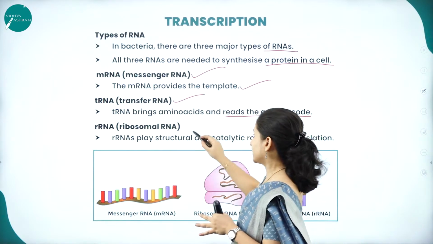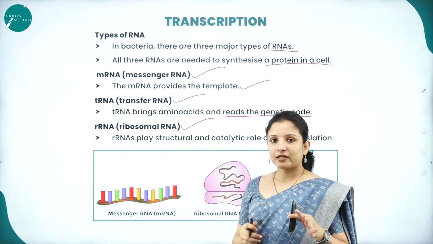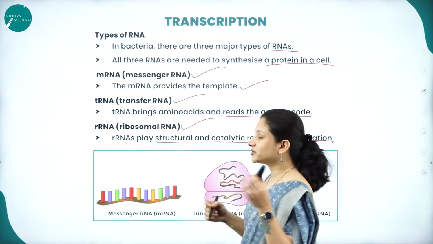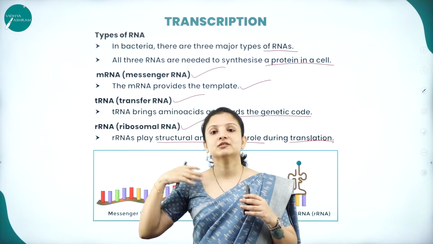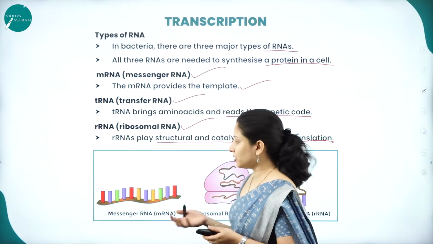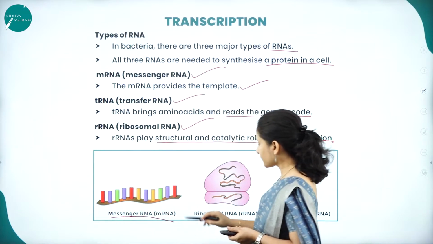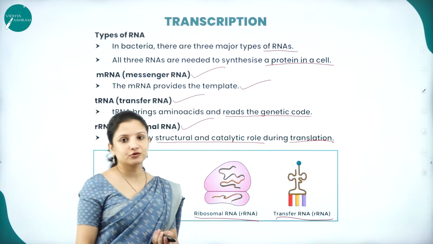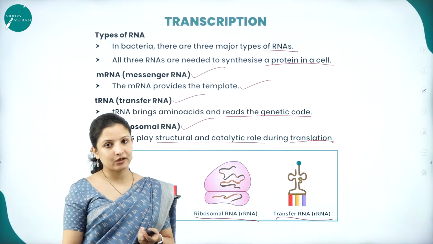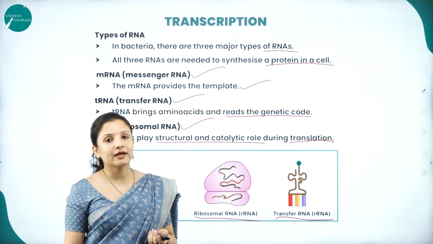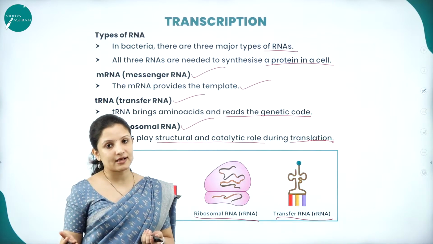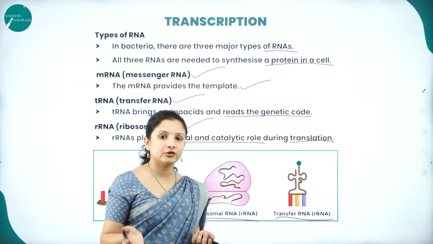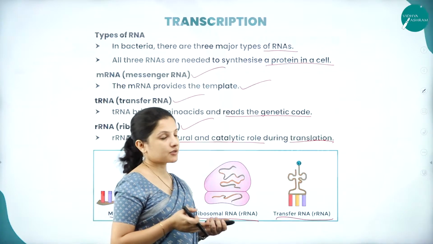Next is rRNA, the ribosomal RNA. Ribosomal RNA has a very important structural and catalytic role during translation, because it helps in translating the amino acids into a protein, and that is how proteins get produced in the body. So messenger RNA, ribosomal RNA and tRNA participate in the process in the case of bacteria, or prokaryotes. Usually, E. coli, which is a bacterium and a prokaryote, is taken as an example to explain this transcription and translation mechanism.